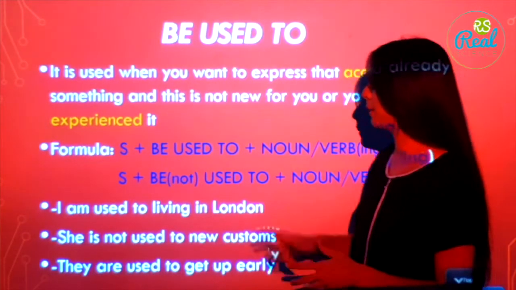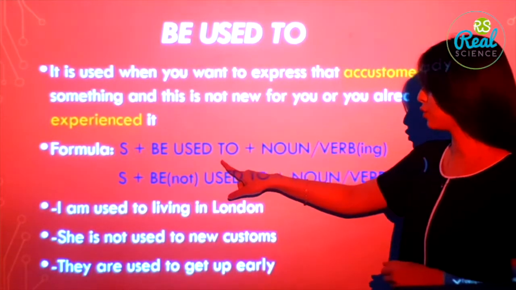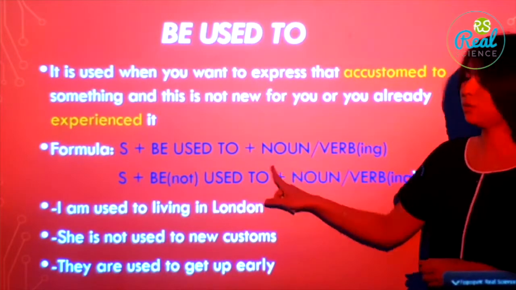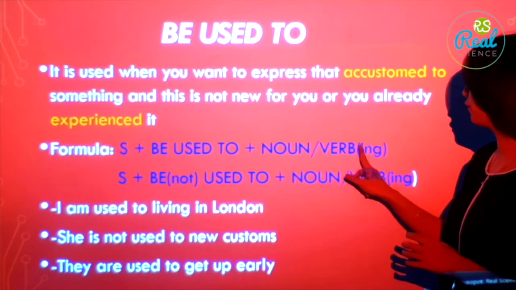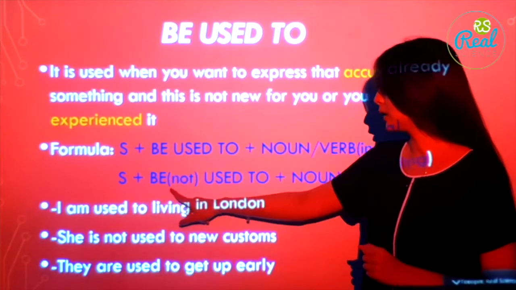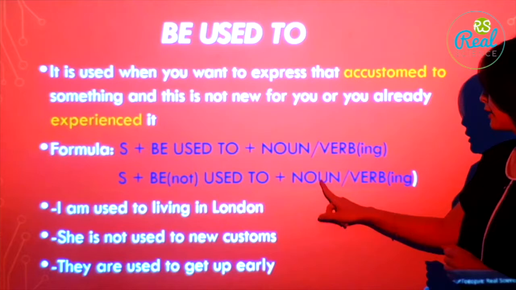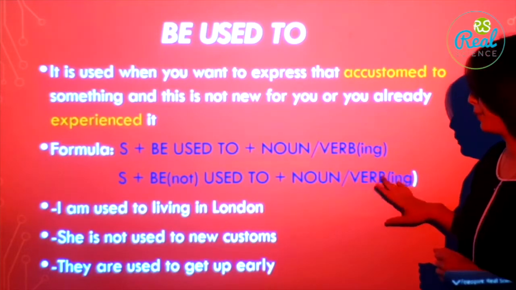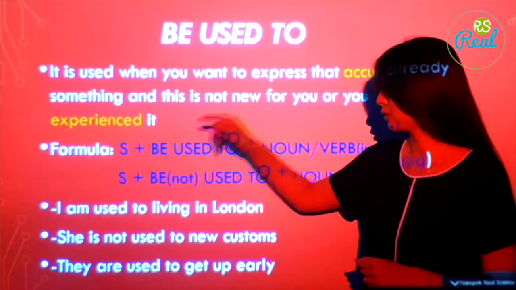So let's look at the formula. Subject plus be used to plus noun. You can use a noun or, instead, verb ing, okay? So both of them are possible. The next one, subject plus be not used to plus noun or verb ing again. So this is the negative form, and this is the positive form.